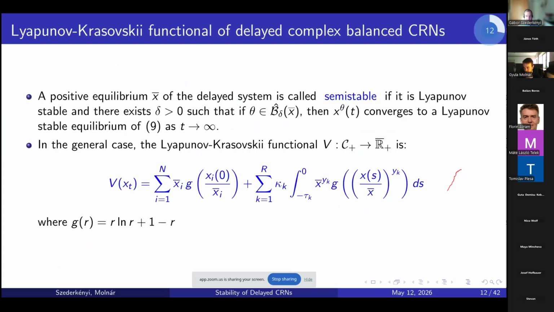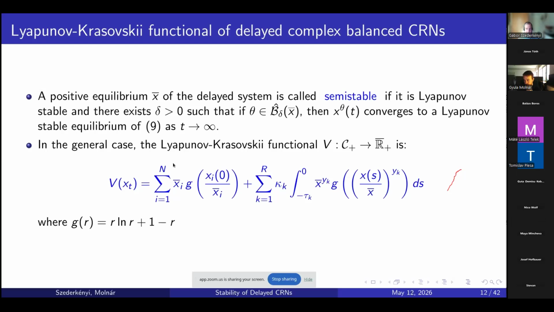And if we have the classes, then we can, as I said, develop the Lyapunov function or the Lyapunov-Krasovsky functional to study the stability of delayed networks. So this is the general form. You can see this depends on the initial. So we have n species and r reactions. So this sum is along the species. X bar are the components of the equilibrium, and this term is summed along the reactions. And again, this g function, just for the simplification of notation, is the same as before, this logarithmic function.